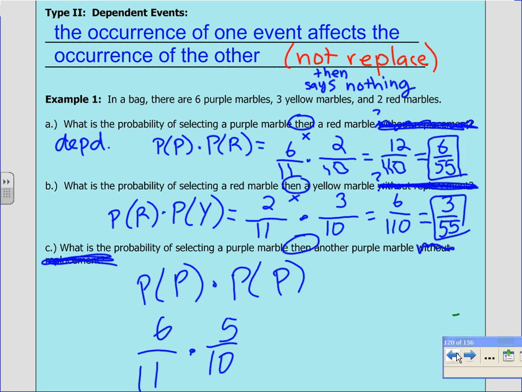Okay, what about the probability of getting a number 4 on a number cube, then another number 4? What event is that, Sean? Why is it independent? Yep. Use your common sense, right? It's independent. You can't take off part of a number cube.